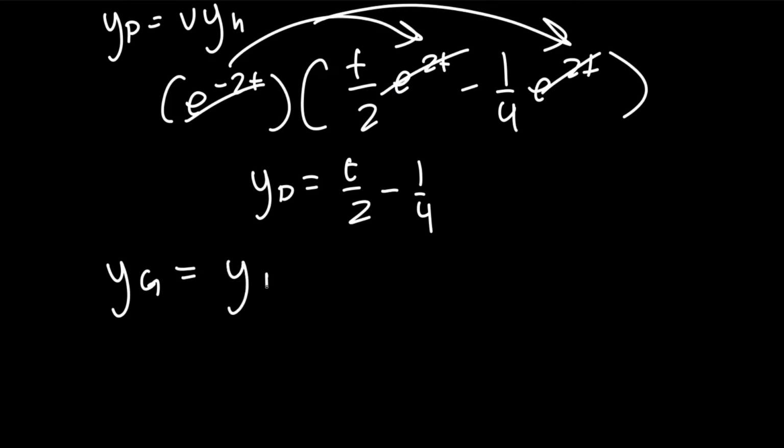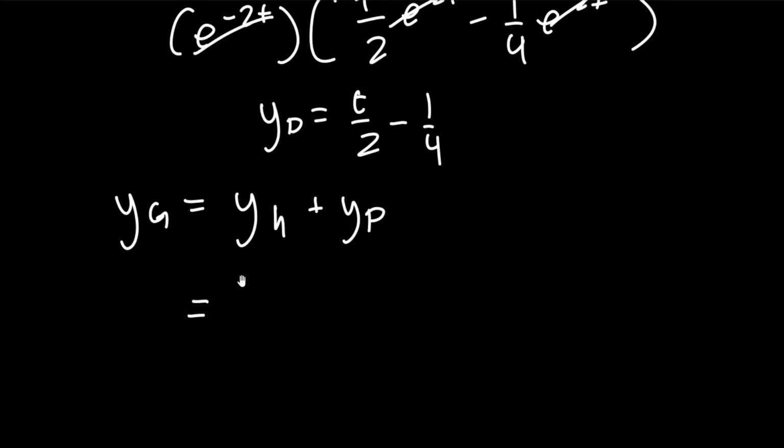y general equals y of h plus y of p. So that results in our c e to the minus 2t plus t over 2 minus 1/4. So now we're going to use our c, now that we're finally using the general solution at the very end here.